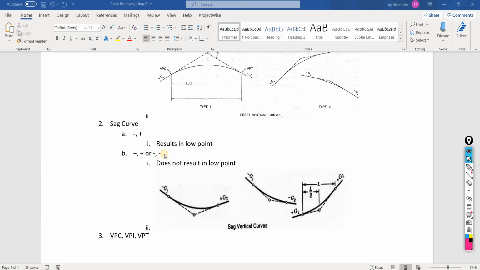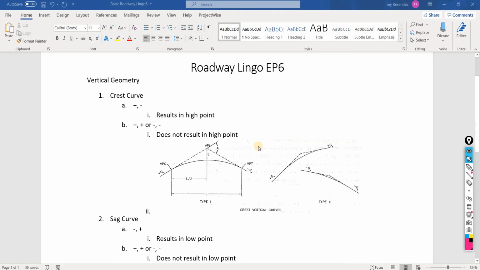And if we go to B, it's going to be plus plus or minus minus again. But in this case, in order to have a sag curve that's minus minus, you need to have a steeper back grade than your forward grade. And if you have a sag curve that's positive here in this case, then we're going to have a shallow back grade followed by a steeper forward grade.